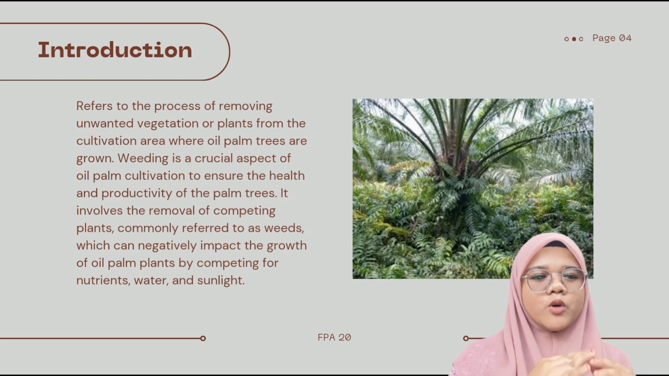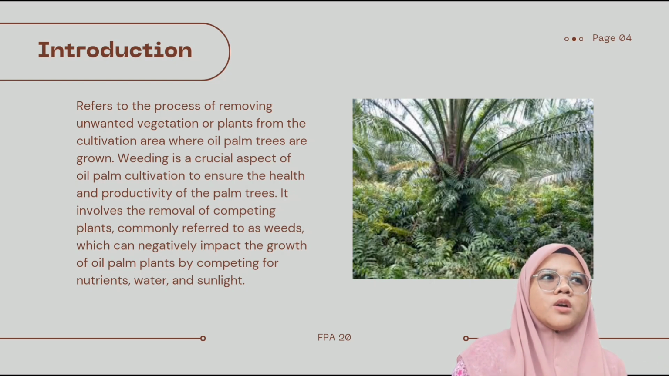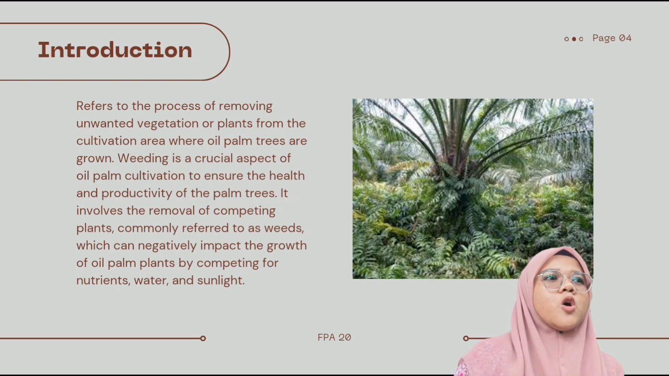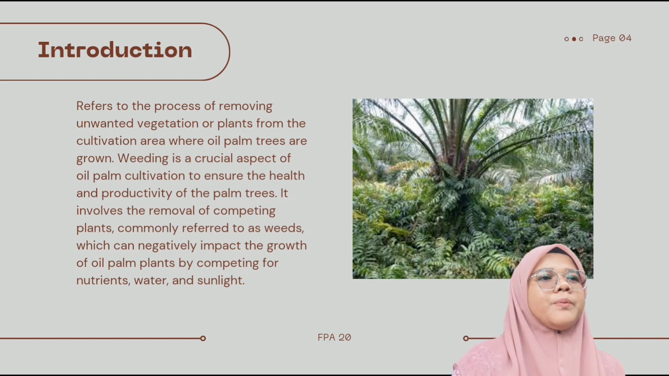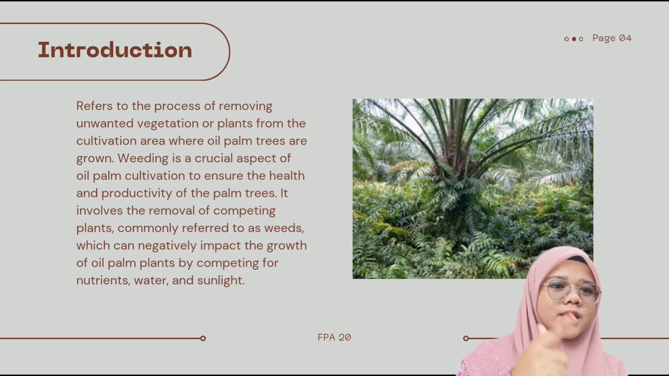So I'm going to show you the common weeds that you will always see in any oil palm trees. These weeds that I show in this video are the common weeds that I found in the oil palm plantation near the farm unit at UATM Cawangan Sabah, UATM Sabah branch. So let's get into the video.